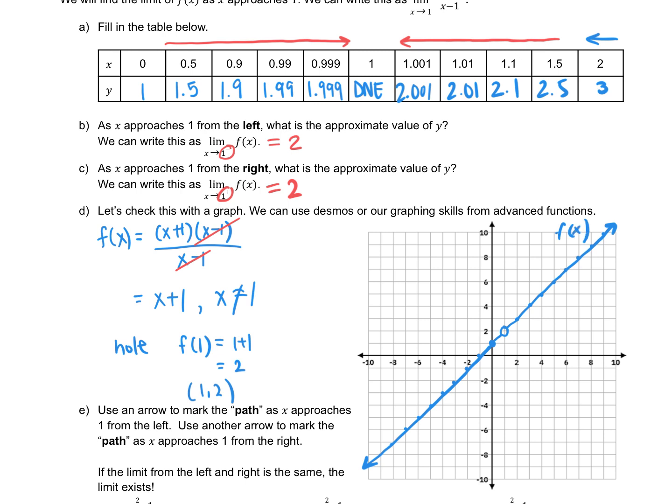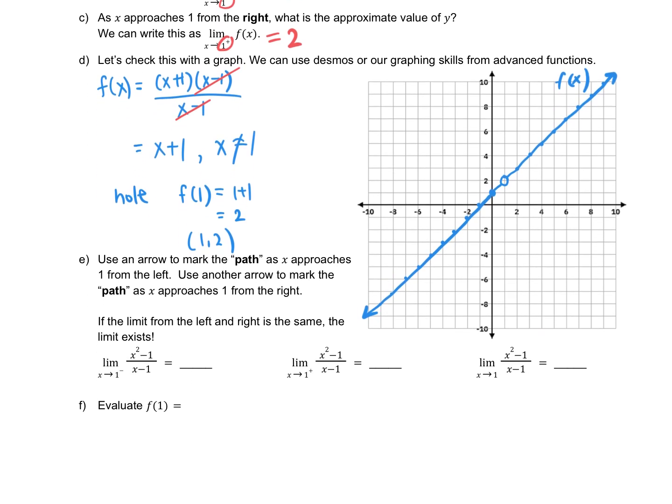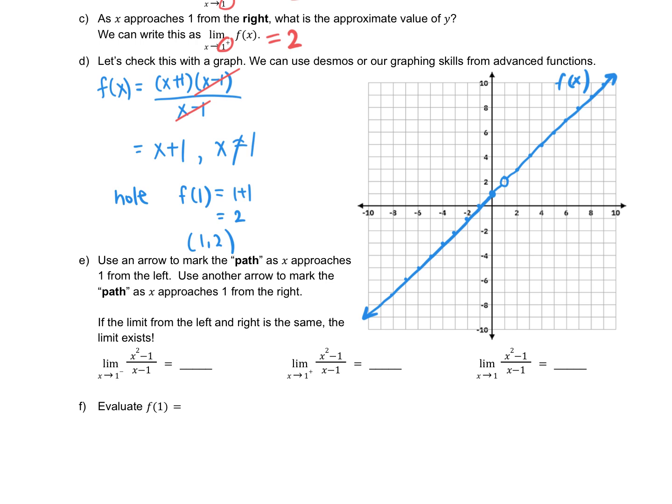Now, if we look at this graphically, as x approaches 1 from the left, so here's the left of my function, as I follow this line it gets closer and closer to that value of 2 when x is 1. So even though there's a hole there, that's what we're approaching. That is the behavior of the function around 1, whether or not that point exists. Now, if I come from the right and I follow this line, I'm getting, again, closer and closer to 2.